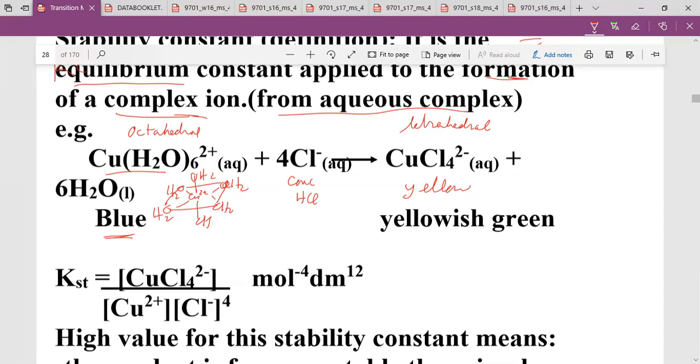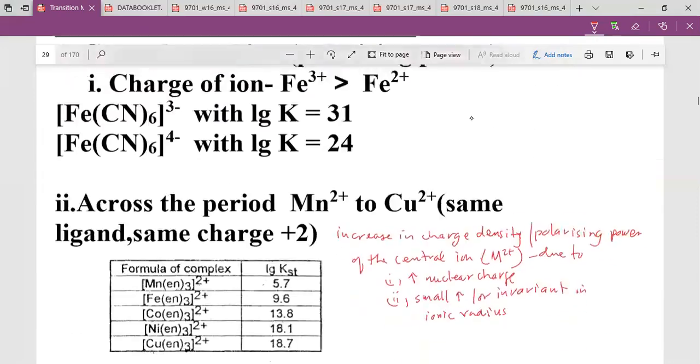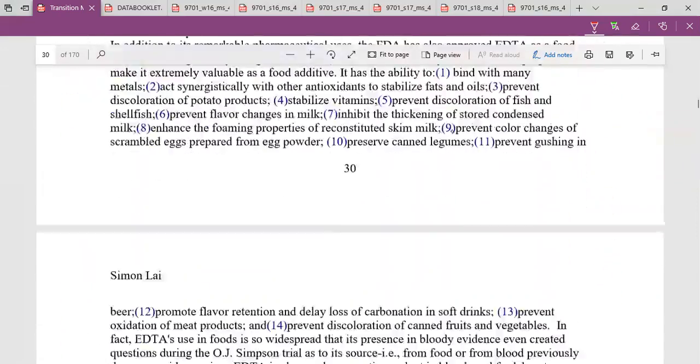Now in this case, because it is actually reversible, you can do it reversibly. If you go to this, which is yellow color, and put water on this side, it will go back to the light blue one. For example, you can see here there is a diagram to show you the color.